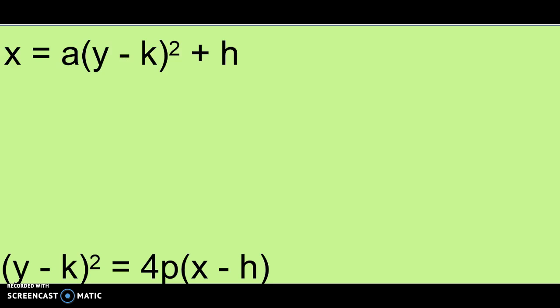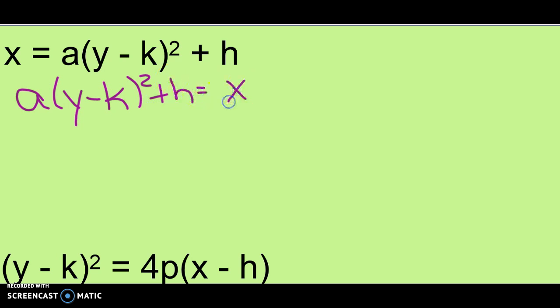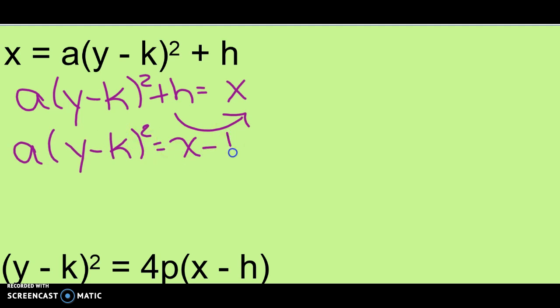All right, let's try one when it opens up the other way. Now this one is going to open up along the x-axis. All right, so let's see how we can work that down to make it look like the standard form that we're going to be using from now on. So I'm going to switch these around again. A times y minus k squared. Okay, symmetric property. Now start moving things away. So move my h over to the other side. So a times y minus k squared equals x minus h.